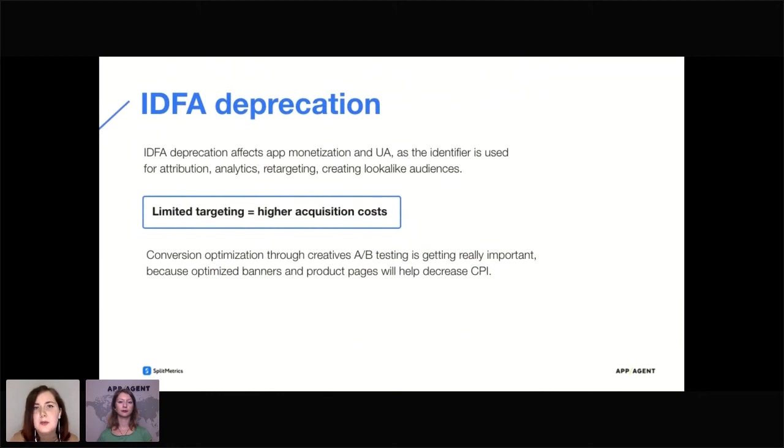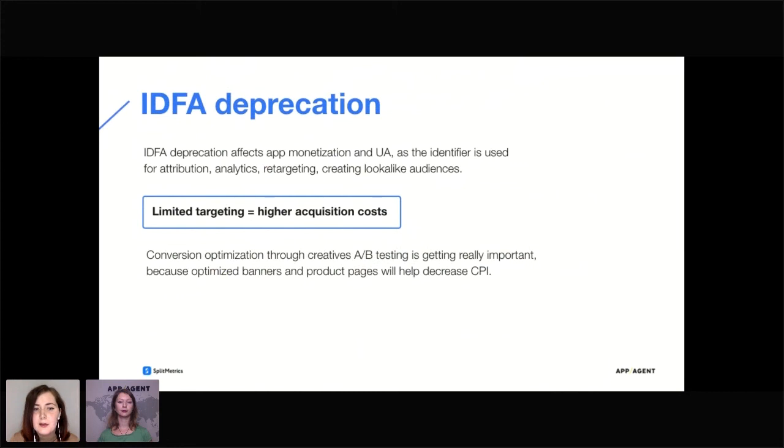Let's take Facebook, for example. There you are charged for ad impressions, and the more banner clicks and app installs you get, the lower your CPI is. Naturally, if ad banners are shown to a wider audience, you're going to get fewer installs, so your CPI will increase. So in this context, conversion optimization through creatives testing is getting really important, because optimized banners and product pages will help you decrease CPI.